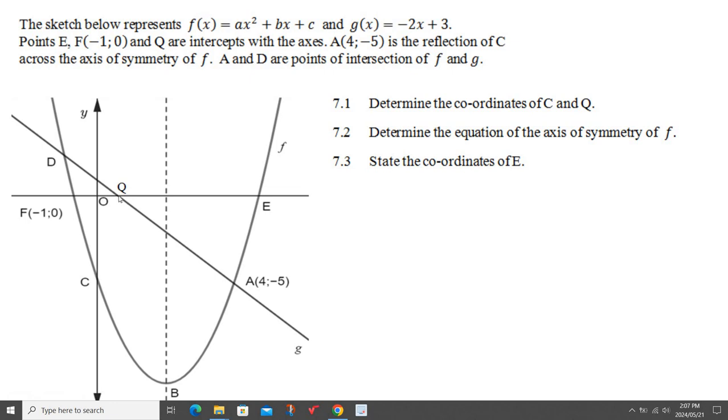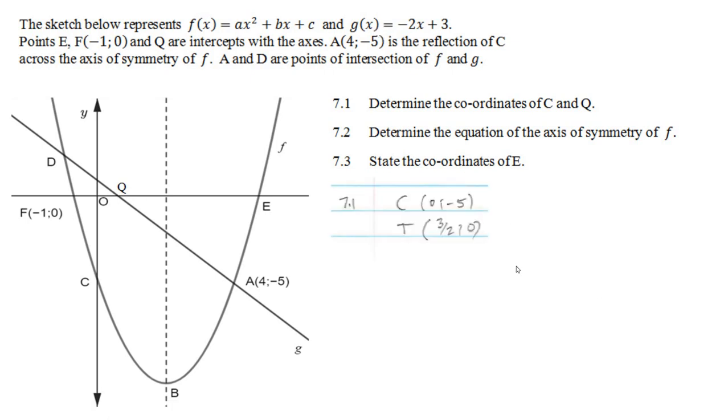And to get the x-intercept here, we just let y equal 0. If we let y equal 0 here, we're going to subtract 3, divide by negative 2. Just let that equal 0 and solve it. You'll get x is 3 halves. And that's Q. That's what Q is there.